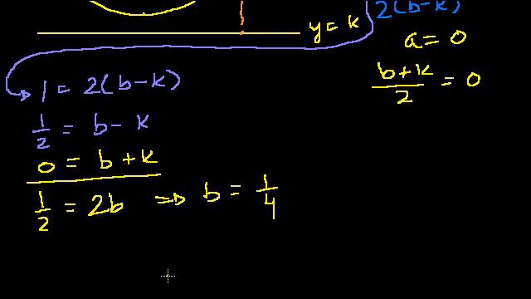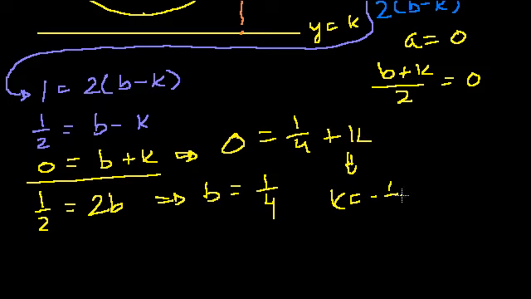And now what's k? Well, we could just resubstitute back. Let's use this equation. We get 0 is equal to 1/4 plus k. Well, you can figure that out by inspection, but you can subtract 1/4 from both sides. So this tells us that k is equal to minus 1/4.